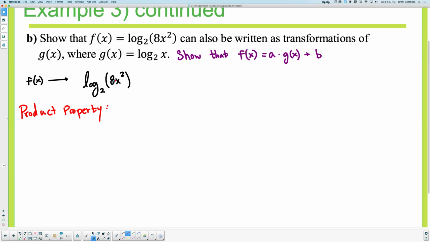So what can I do when x's are multiplying? I'm sorry, I said that wrong. When x's are multiplying, what can I do? Y's add. So we're going to make this log base 2 of 8 plus log base 2 of x squared.